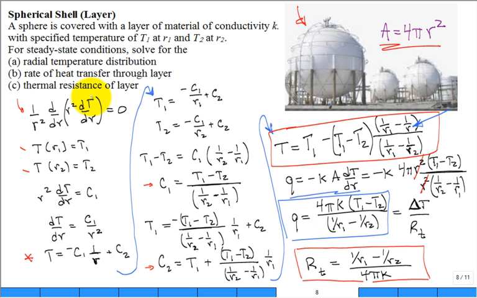Then part C says, can you identify a thermal resistance? You say, well, Q equals delta T over R. Let's just do the name calling. And that R is (1/r1 minus 1/r2) divided by 4 pi k. Okay. If you use it a lot, you'll remember it. If not, there's an equation sheet. But this is how you derive it.